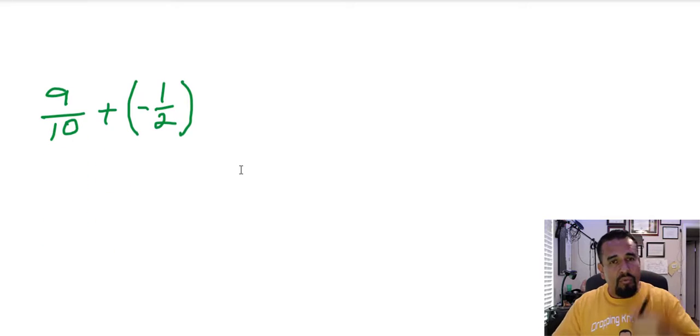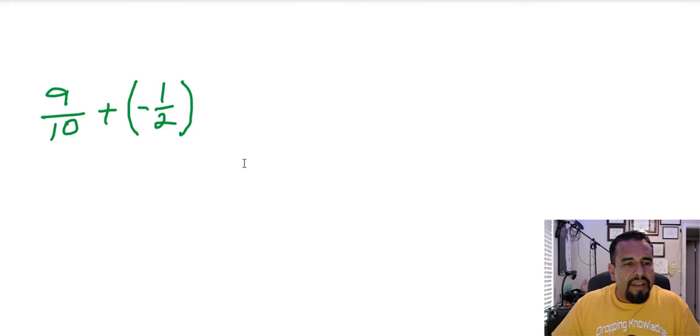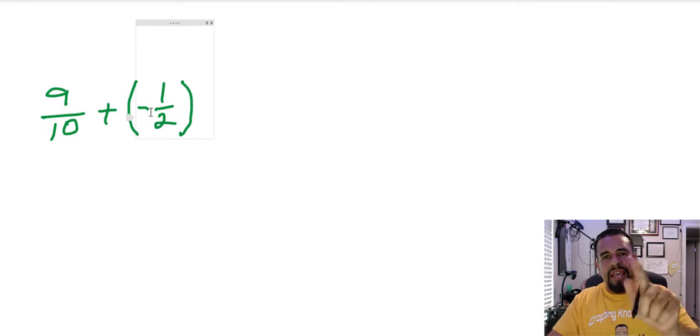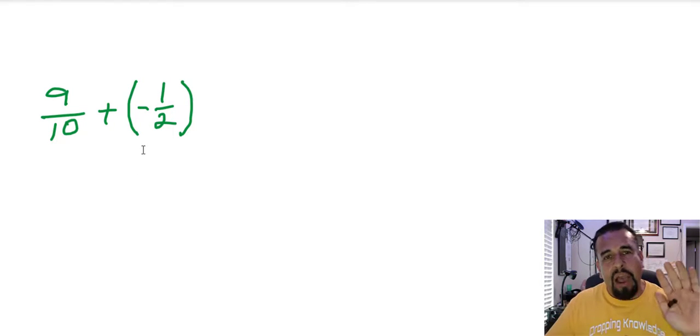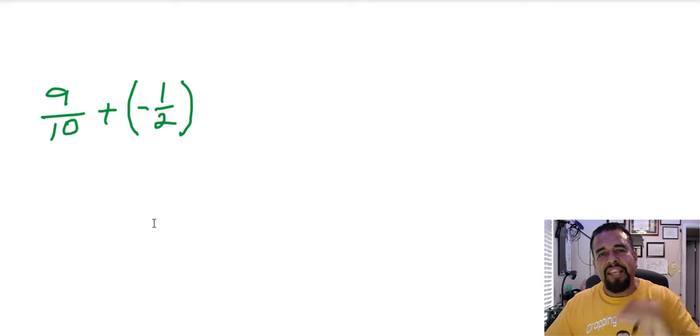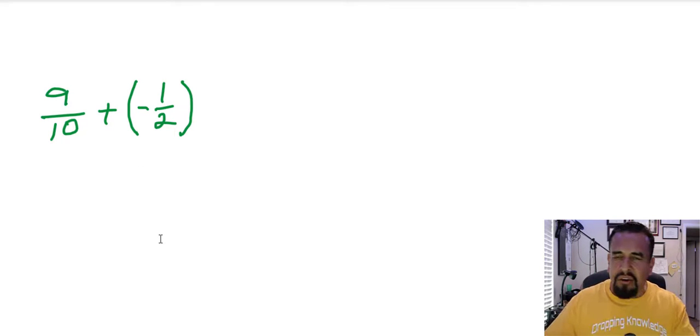Now again, write it down. Go ahead and pause the video and write it down. So let's get going. So now we have 9 over 10 plus a negative 1 over 2. Don't worry about the negative. I want you to ignore it until you get common denominators. So for now, treat it just as if it was two positive numbers that you're trying to add.